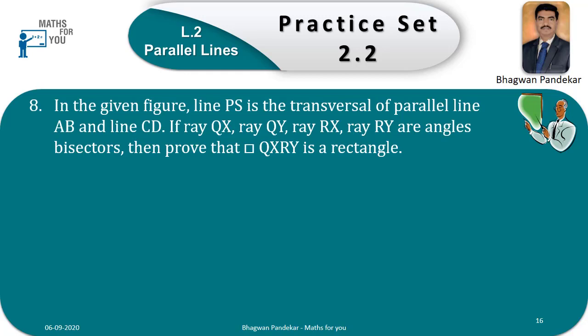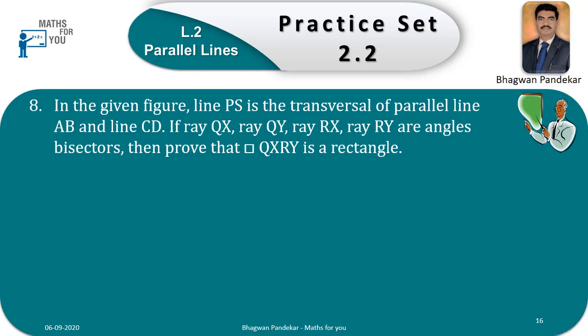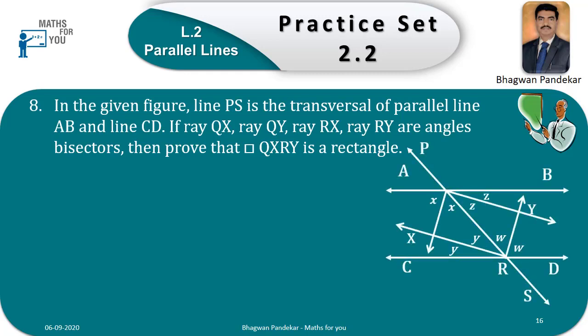Example number 8. In the given figure, line PS is the transversal of parallel lines AB and CD. If ray QX, ray QY, ray RX, ray RY are angle bisectors, then prove that quadrilateral QXRY is a rectangle. Here is the given figure. Observing this figure, we can prove that quadrilateral QXRY is a rectangle in this way.